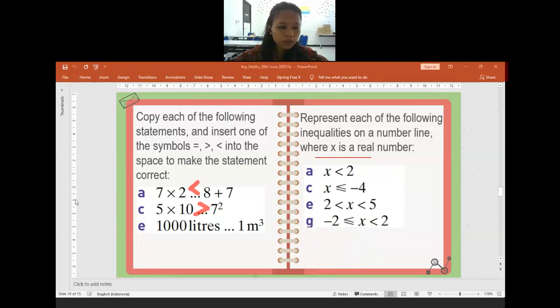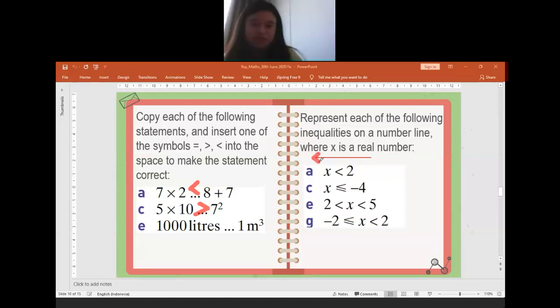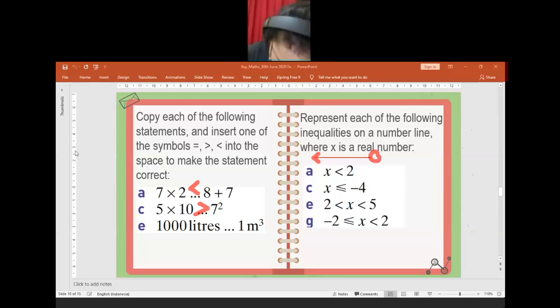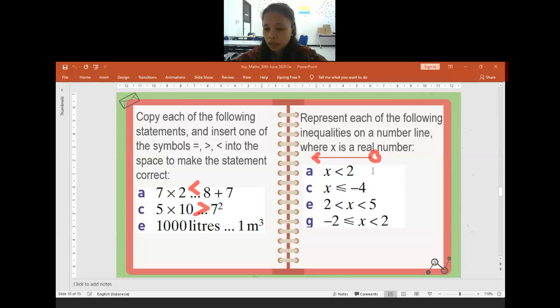And then wait, don't write the number right below yet. One by one. Look at the sign. Is there any equal there? No. If there is no equal, then the circle will be shaded or unshaded? Unshaded. It will be like this. And then below the circle is the number given. What number is that? It's number 2. So I write number 2.